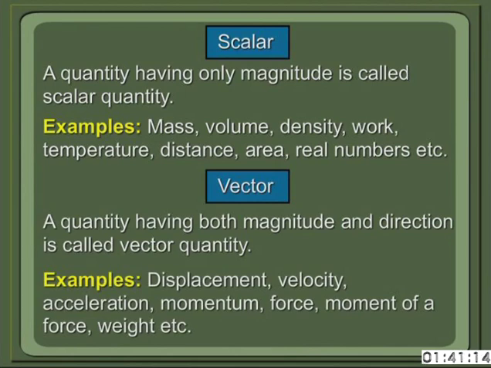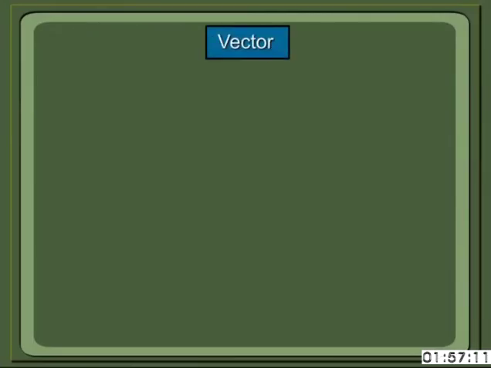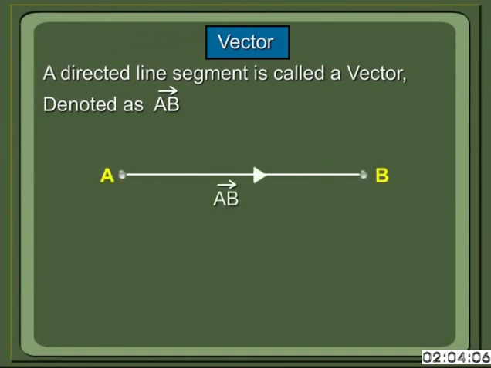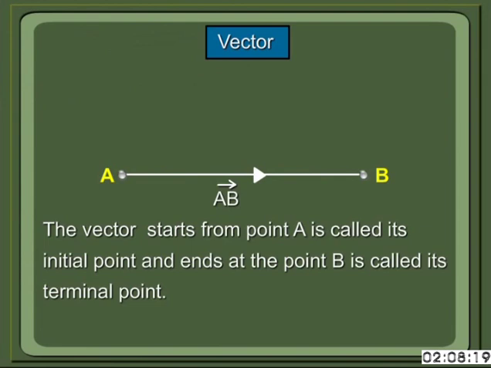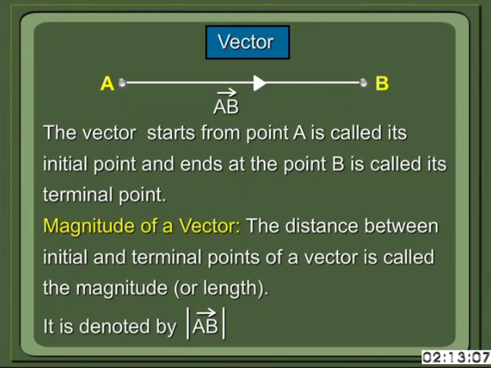For example, displacement, velocity, acceleration, momentum, force, moment of a force, weight, etc. are vector quantities. A directed line segment AB is called vector AB. The vector AB starts from point A, which is called its initial point, and ends at the point B, which is called its terminal point.